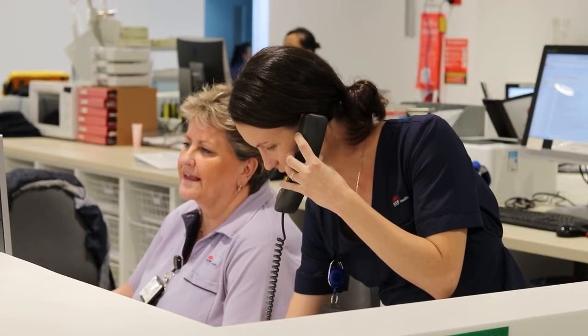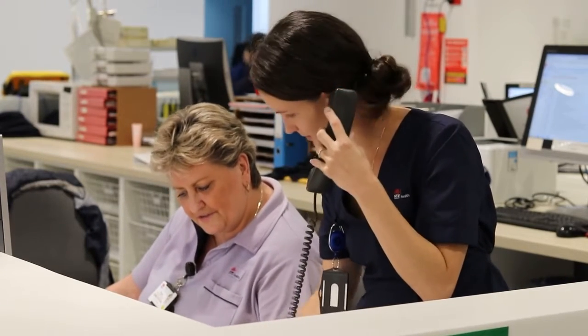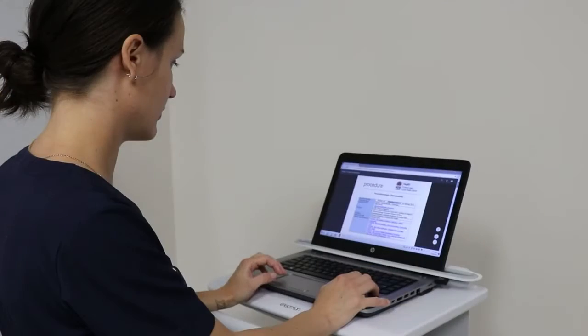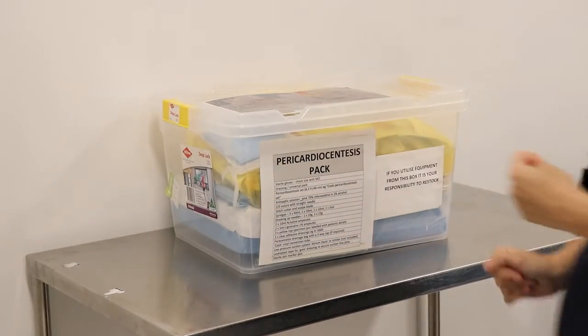Depending on the patient's clinical condition, you may need to alert the rapid response team if deterioration occurs. Refer to the equipment list in the pericardiocentesis procedure for details of all equipment required.